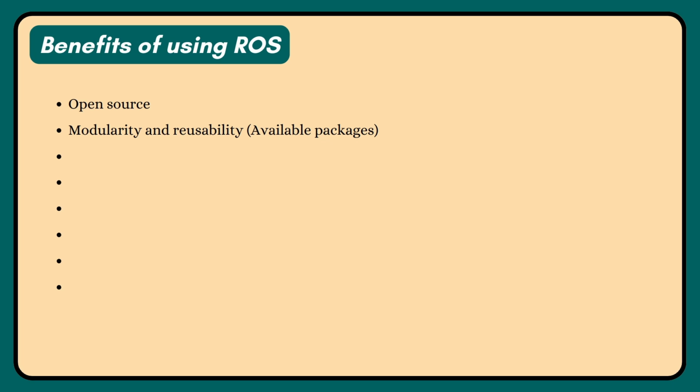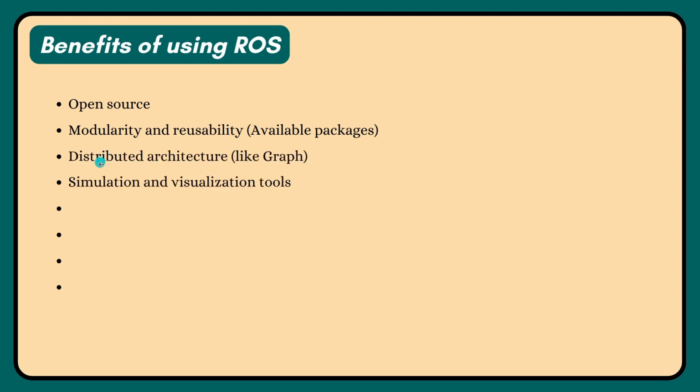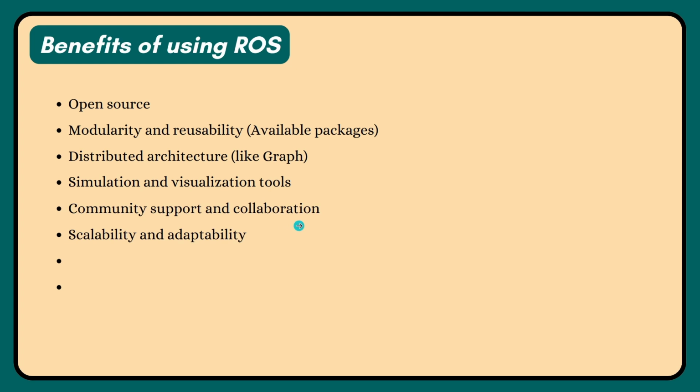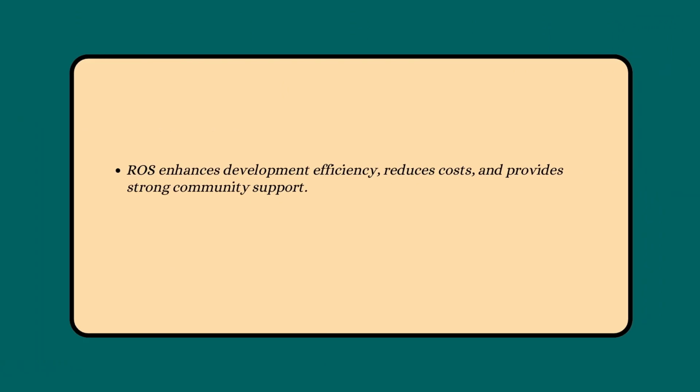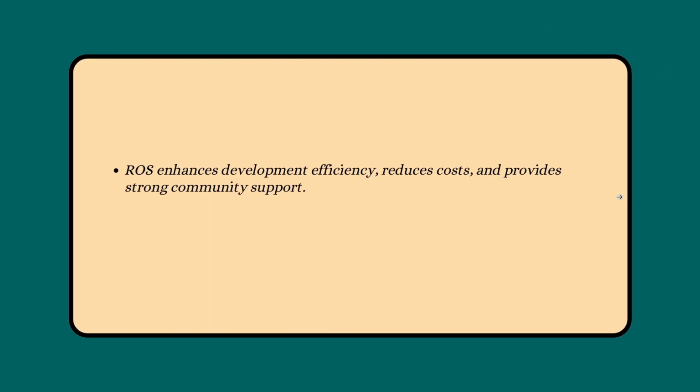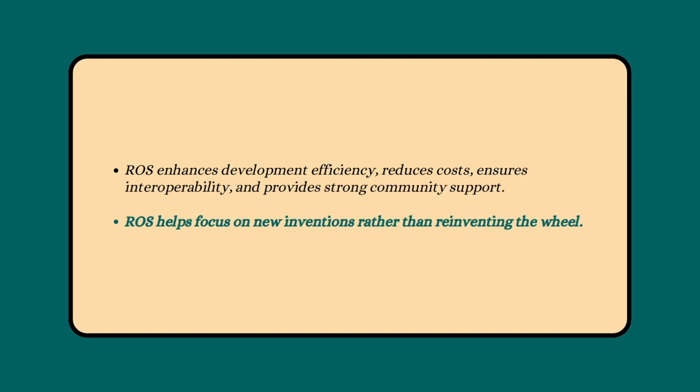Now the benefits of using ROS are that it is open source and it provides modularity and reusability of the system, and it has a distributed architecture like a graph, and it provides simulation and visualization tools, and it has community support and collaboration, which is a big plus for ROS, as well as scalability, adaptability and integration with various robotic hardware systems such as camera, lidar and many more. So finally, we can say that ROS enhances development efficiency, reduces the cost of development, and provides strong community support. And ROS helps focus on new inventions rather than reinventing the wheel.